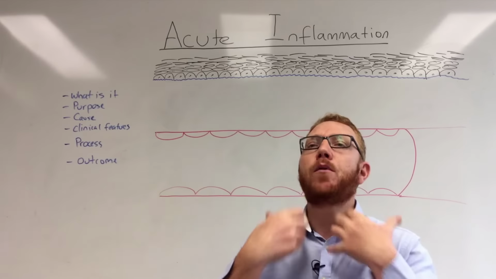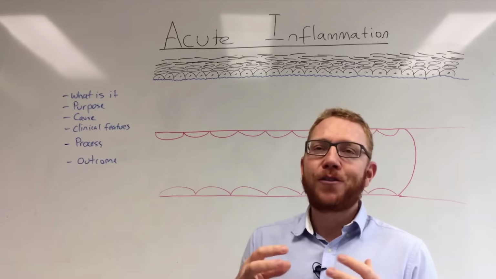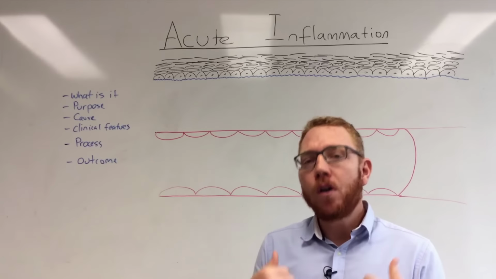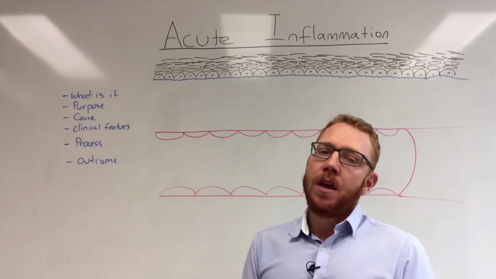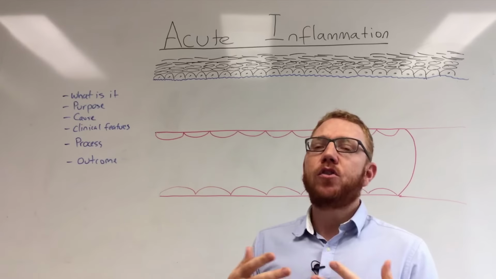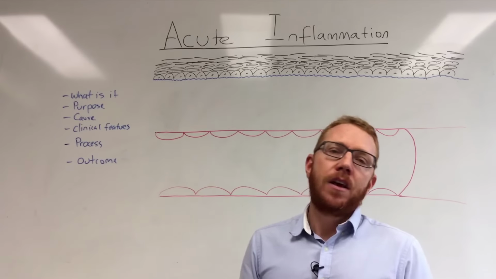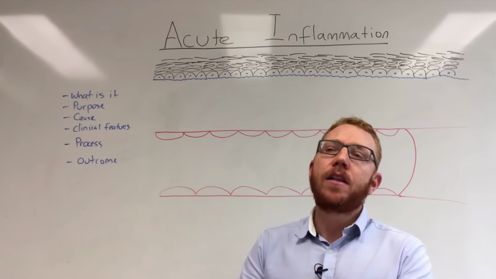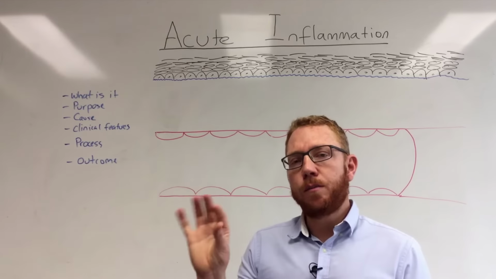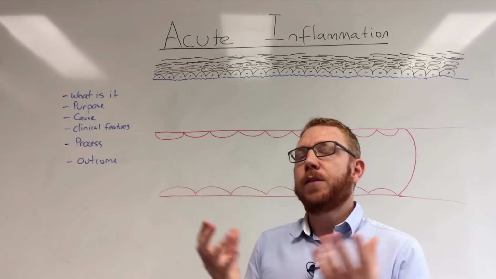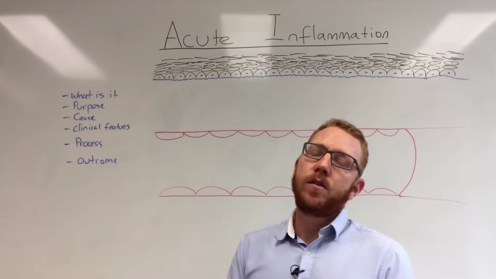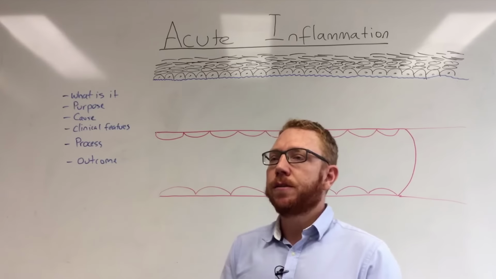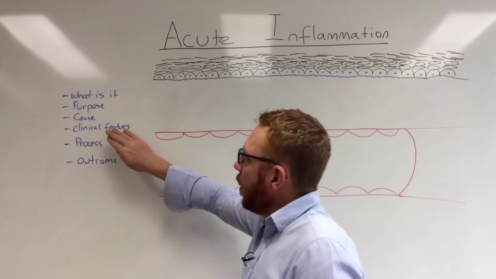If you have an upper respiratory tract infection, that would be bronchitis or laryngitis. If you have inflammation of your joints, that would be arthritis. If you have inflammation of your skin, that would be dermatitis. So that's important to know when you're looking at the medical terminology. Itis always means inflammation. So let's go now to the process.